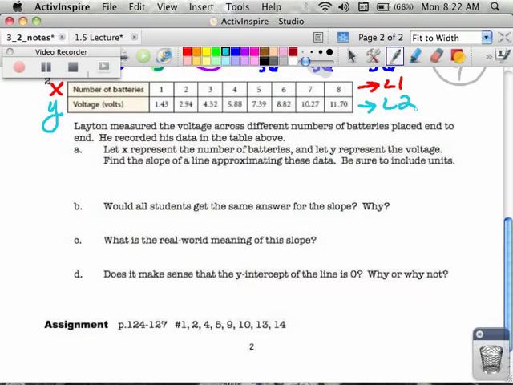Now Leighton measured the voltage across different numbers of batteries placed end to end, and he recorded the data. They even tell us that x is the number of batteries, and then they tell us y is the voltage. They even give it to us. And generally that's what's going to happen.